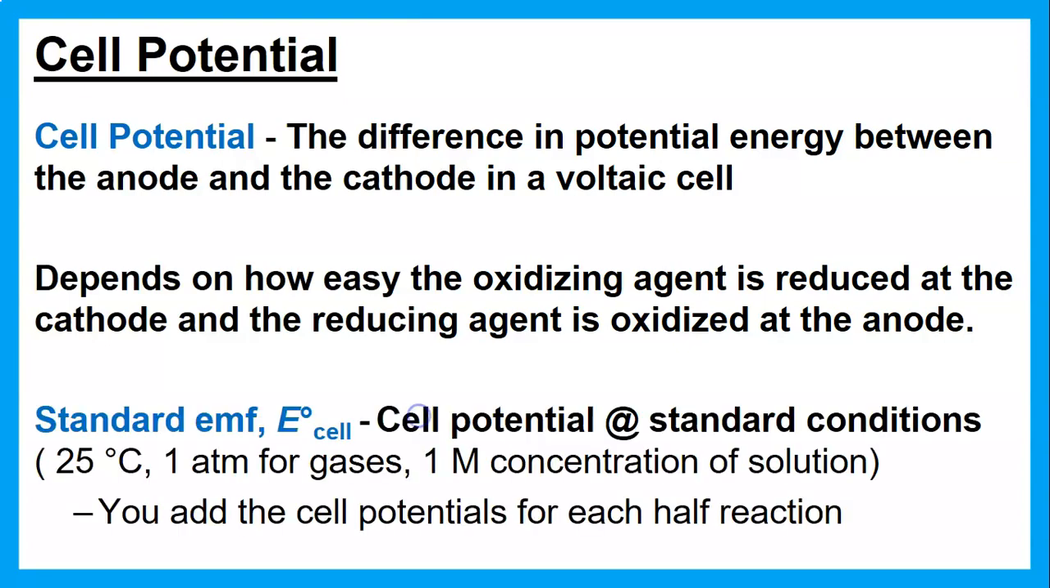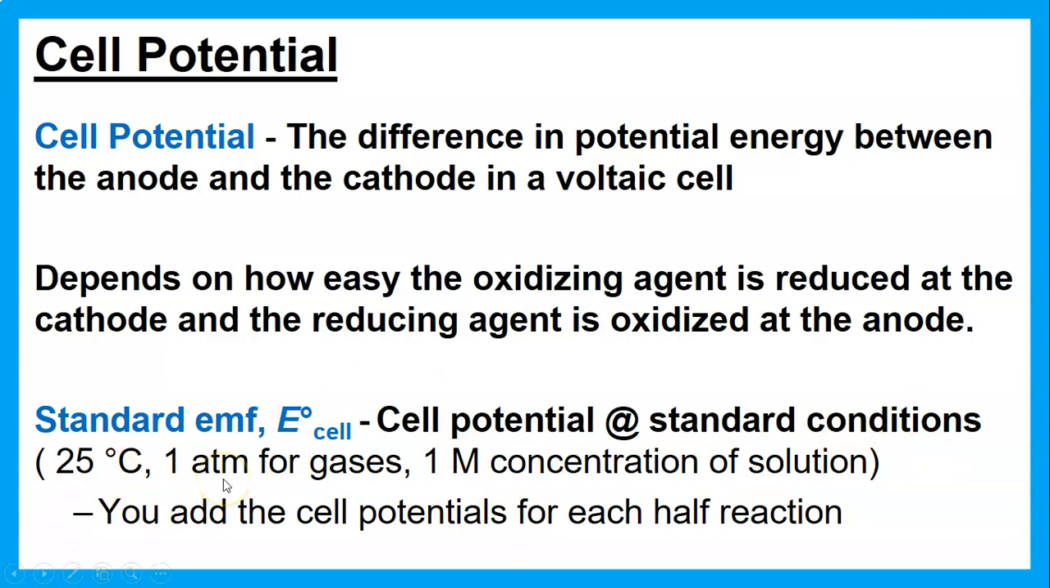We'll be using this symbol right here, E not cell, that's going to be the standard. That's what the little circle up top means. So this is the potential assuming you are at standard conditions. Later in the chapter we will learn what to do if you are not at standard conditions, but for now we are. Our data tables that we're going to use are going to assume standard conditions. You'll see that little not symbol.